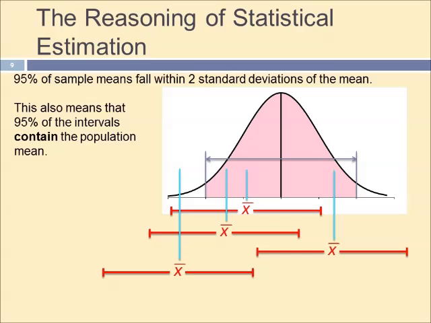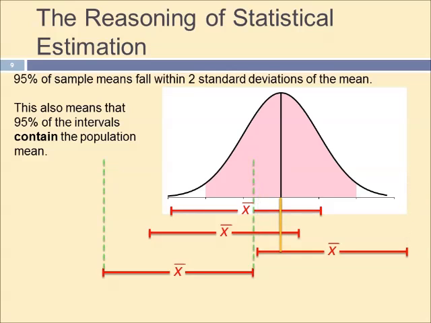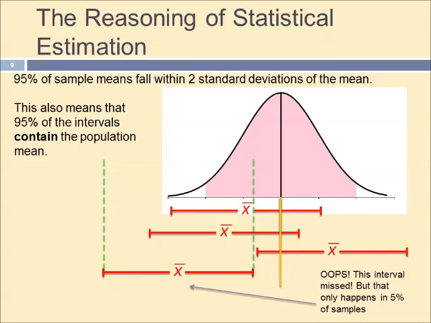So this also means that if we consider this interval that we've constructed, 95% of those intervals contain the population mean. That is to say, in the first case, that interval around a sample mean contains the population mean. This one also contains the population mean. This one contains the population mean. Oops, that one doesn't. So this interval missed, but that only happens in 5% of the samples.